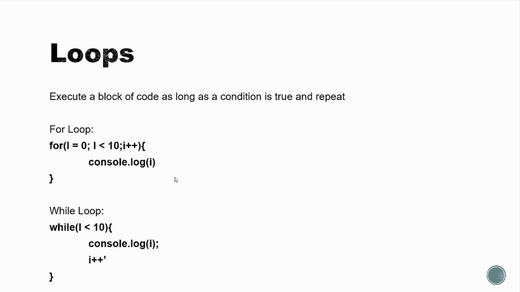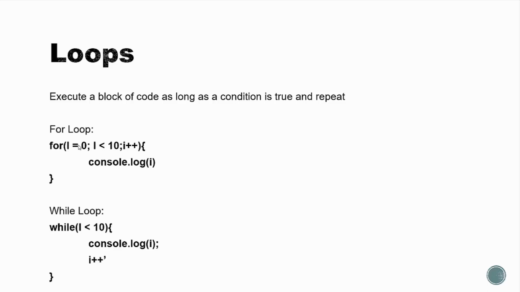Next, we have loops. Loops can execute a block of code as long as a condition is true, and then it will repeat that until the condition is no longer true. So there's a couple different kinds of loops. We have a for loop. You can see we're using the for keyword, and we're setting 3 different parameters.